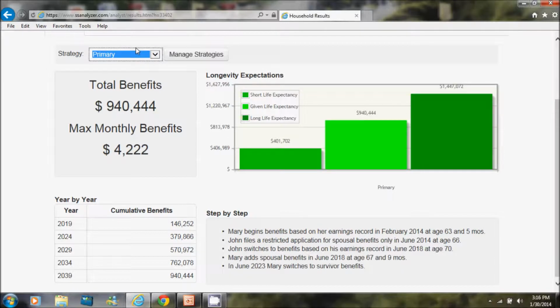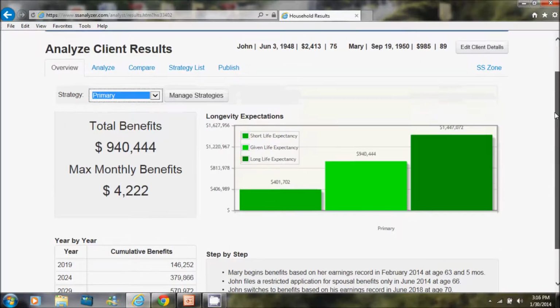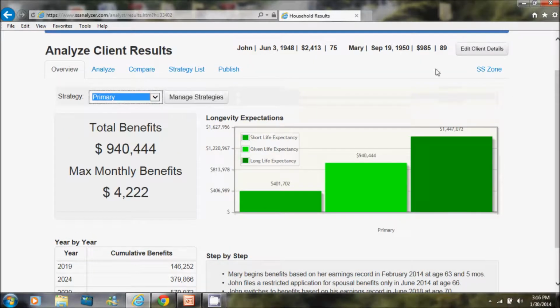Okay, this is the type of report that we can run for you, and it'll generate all sorts of further analysis for you. But at least this gives you an idea of what I can do for you to find out the strategy that will maximize your Social Security benefit.